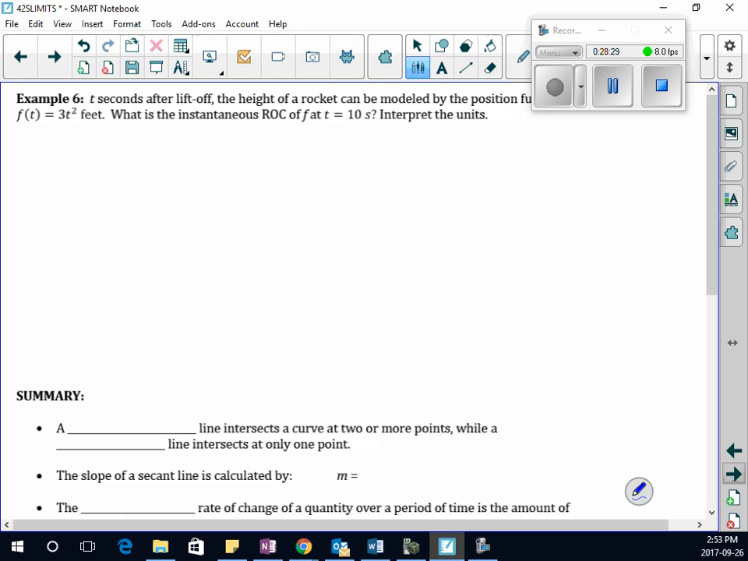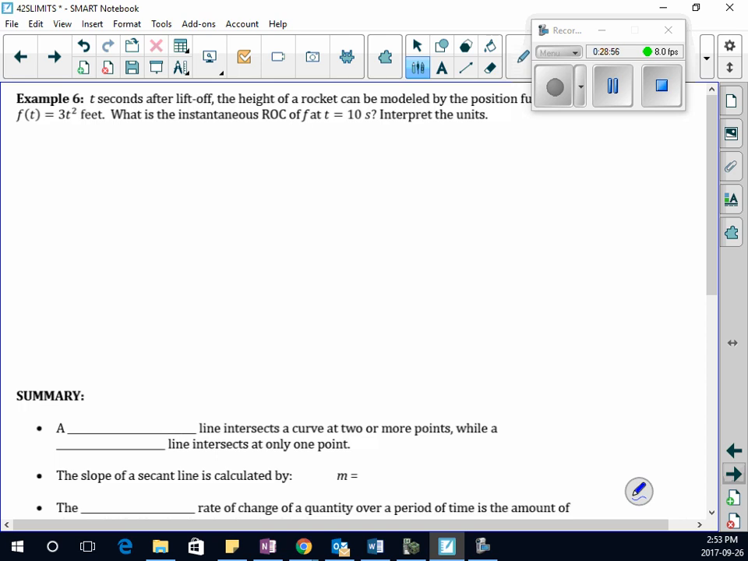So, last page here. T seconds after liftoff, the height of a rocket can be modeled by the position function f of t equals 3t squared. What is the instantaneous rate of change of f at t equals 10?